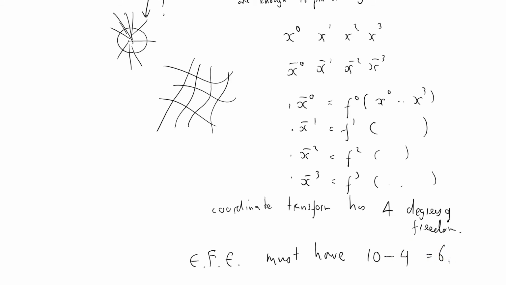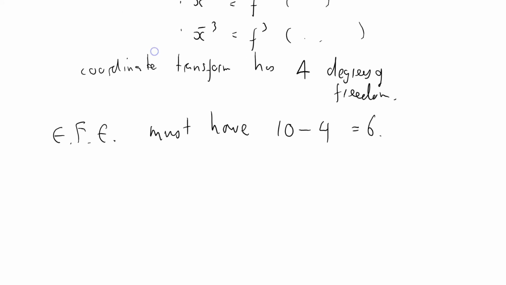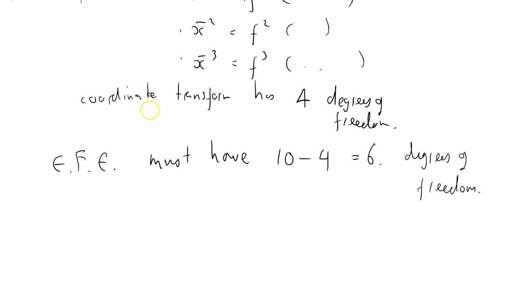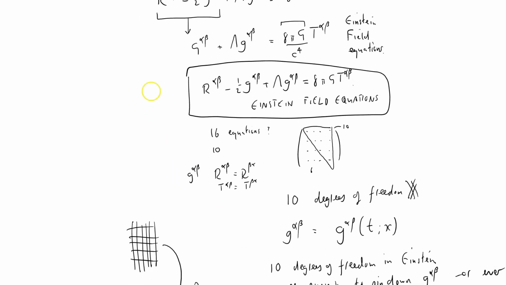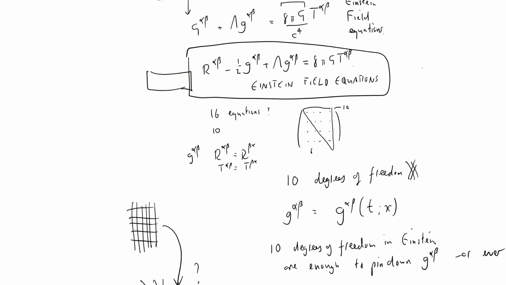Actually, they could have fewer than that. We might need other equations to close the system. But I'll ignore that issue for the moment. The Einstein field equations must have 6 degrees of freedom. So how can that be? How can we possibly have a system that looks like it's got, well, here it is. It looks like it's got 10 degrees of freedom, but it can have only 6.